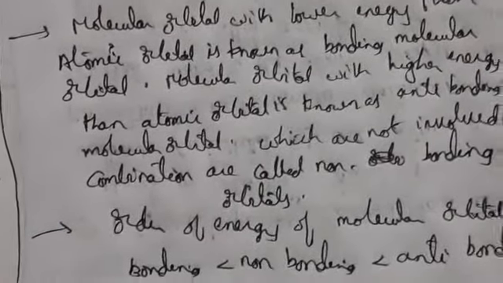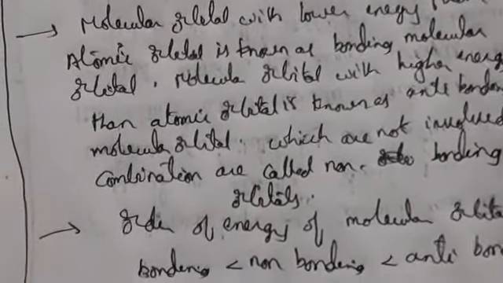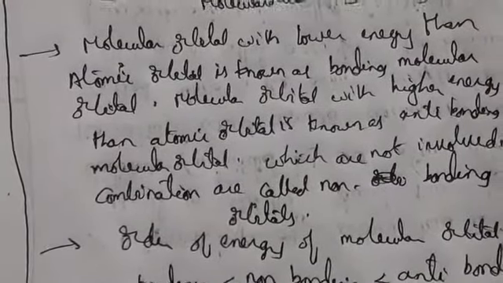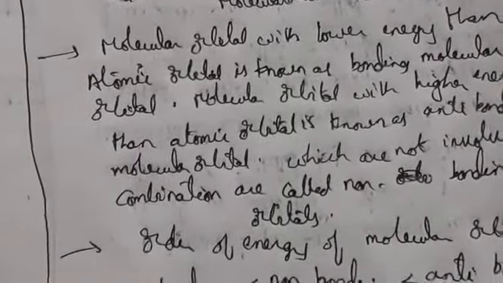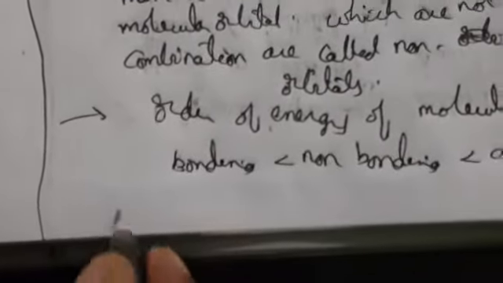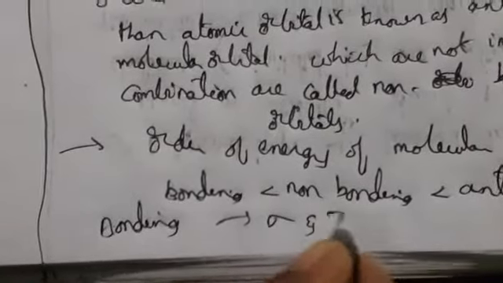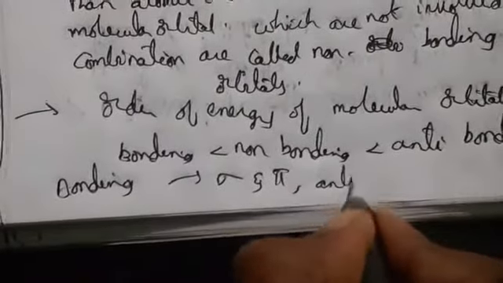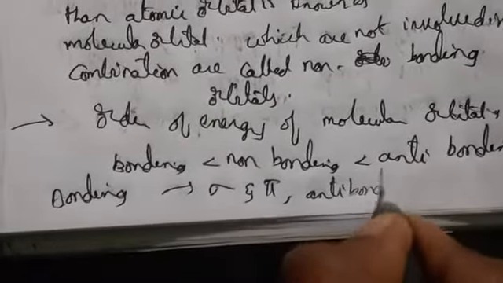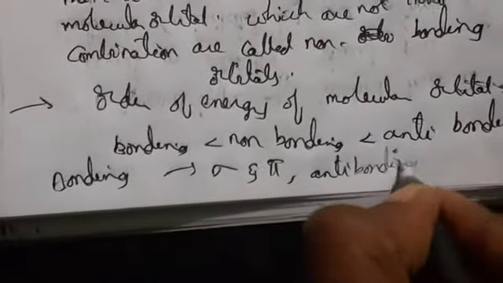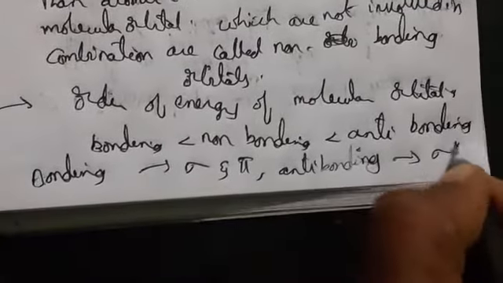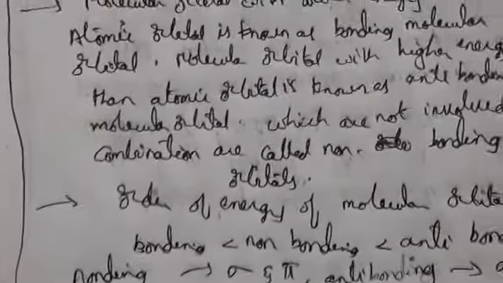The bonding orbitals are designated as sigma and pi. Antibonding molecular orbitals are designated as sigma star and pi star. So for bonding we have sigma and pi, and for antibonding we have sigma star and pi star. So this is about bonding and antibonding.